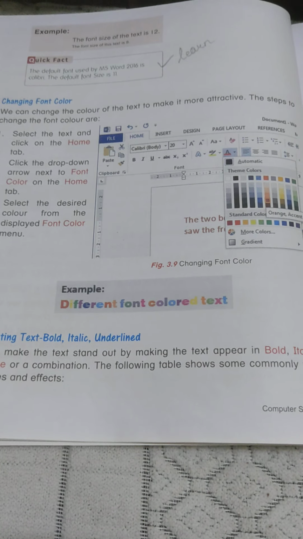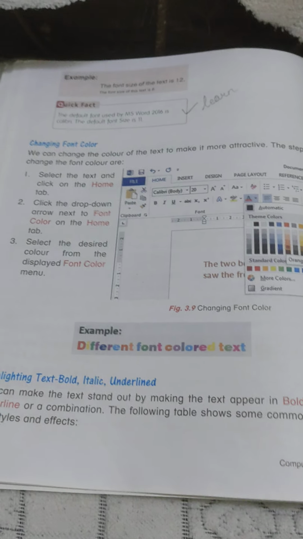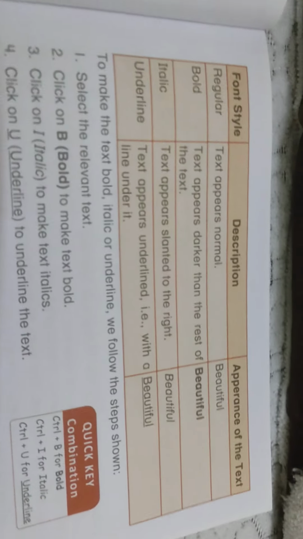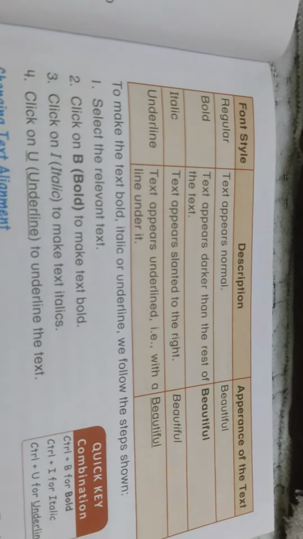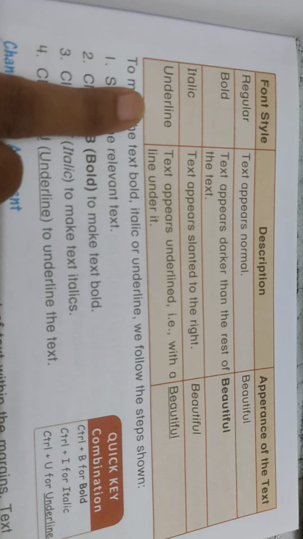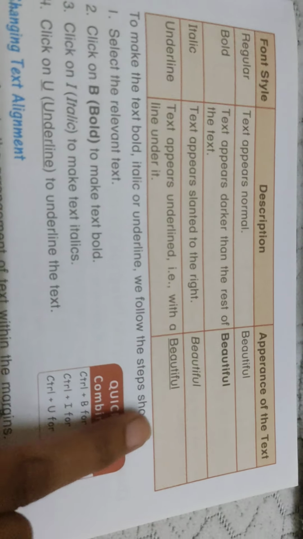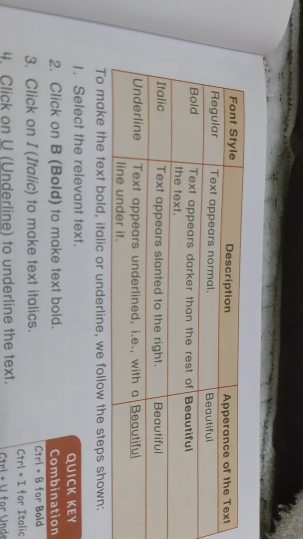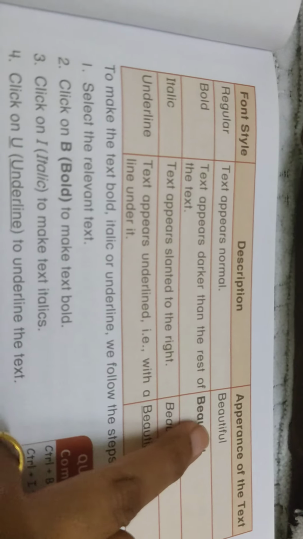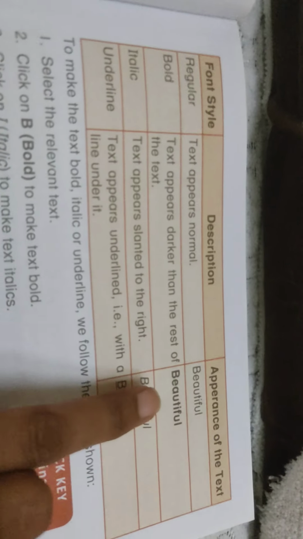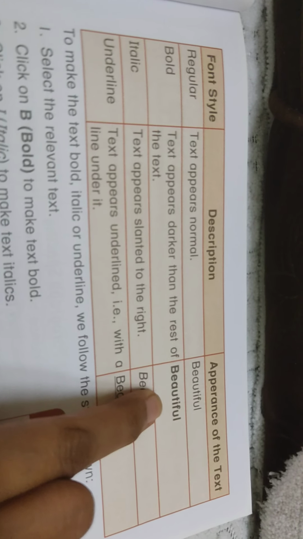Now there is one table given on page number 29. Just see, so you will understand what is bold, italic, and underline. So come to the next page. Can you see this page? Now here is the table given. The first column is for font style, the second the description, and the third is how it appears. Regular means the normal one, text appears normal. This is normally written. Bold, text appears darker than the rest of the text. Can you see the difference between regular and the bold one?